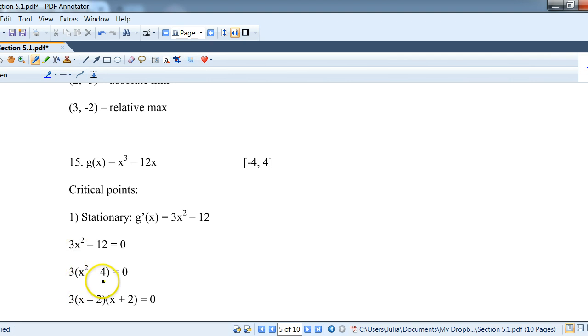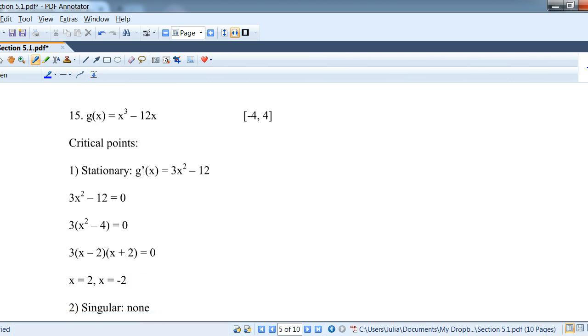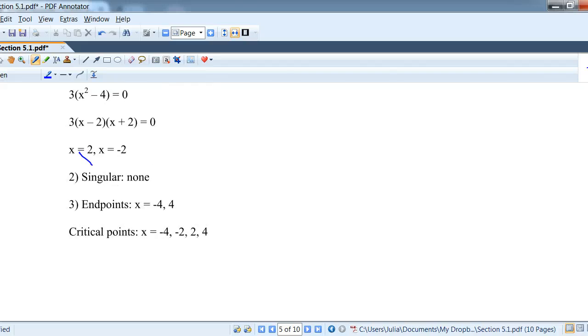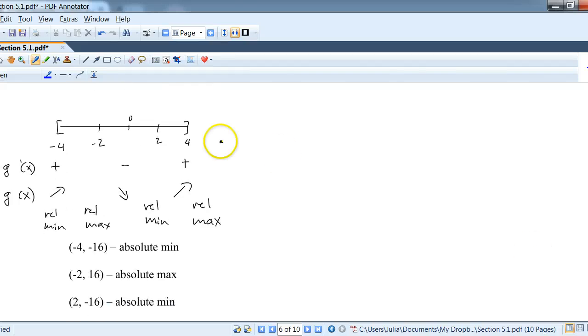And then further, we can factor it as, let's say, x minus 2 and x plus 2, the difference of squares. It's good to refresh factoring here. So we have two points here, 2 and negative 2. Once again, we have no singular points, and we do have a couple of endpoints. So we actually have 4 points here. So let's take a look. I plotted them all on the number line again, indicating the endpoints with brackets, so it's easy to see.